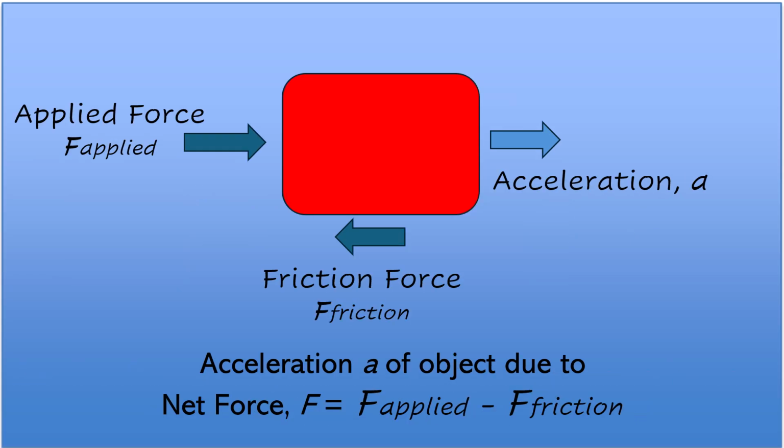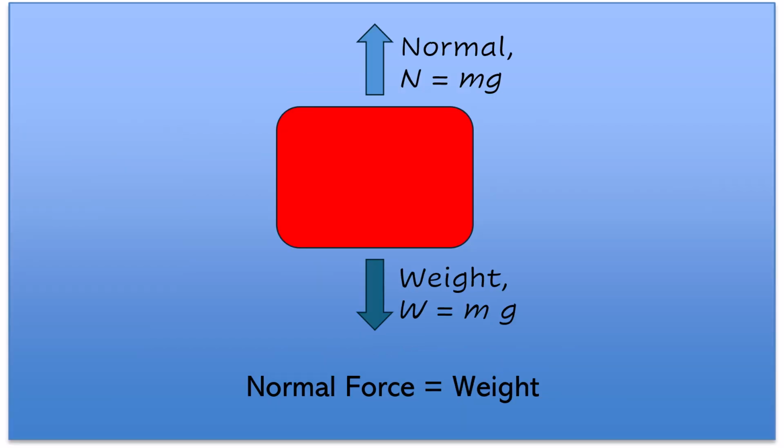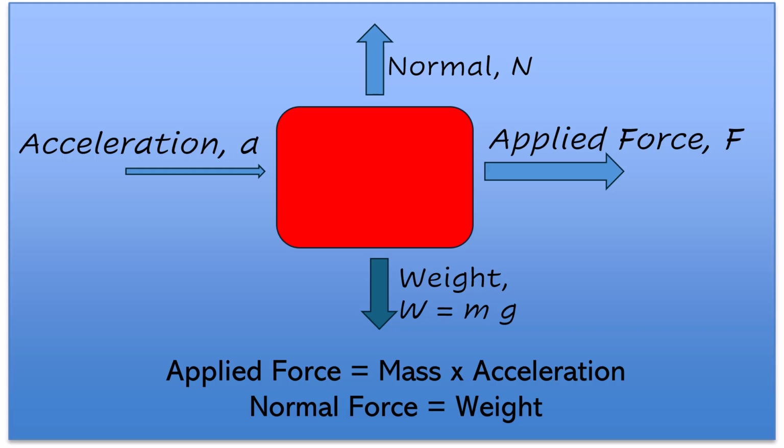When two opposing forces act on an object, like a push and friction, the net force determines the direction and magnitude of acceleration. At rest, an object on a table experiences balanced forces. The normal force balances the weight, so there is no net force and no acceleration. On a frictionless surface, an applied force to the right causes unbalanced motion, while vertical forces remain balanced.